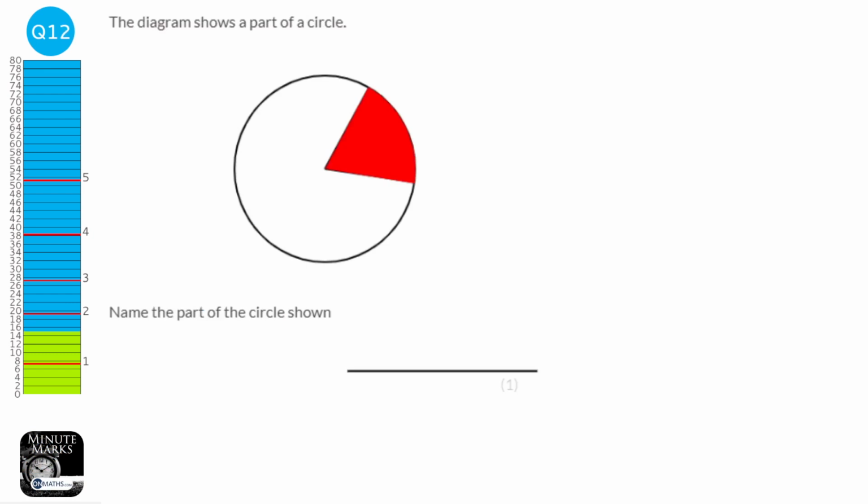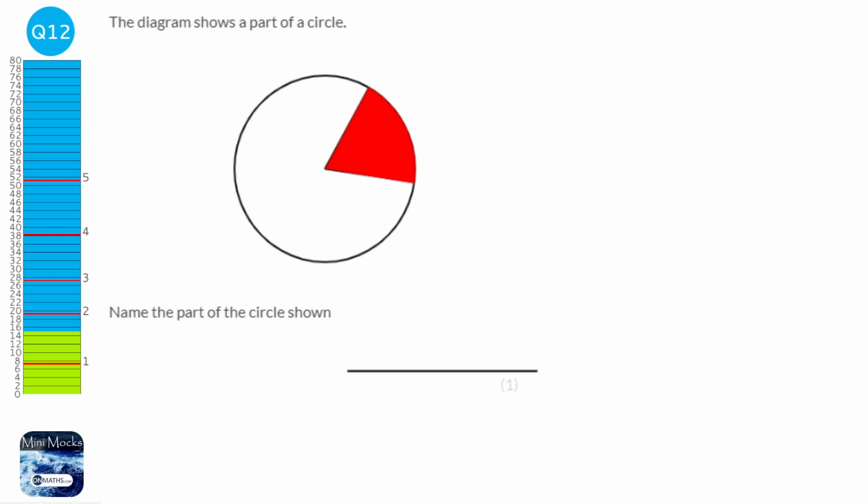So you do need to know the parts of a circle. The full distance around the circle is called the circumference. If you've got a little bit of it, it's an arc. If you've got a line across it, that would be a chord. And the part that's kind of trapped in there is called a segment. Then if you've got a line across the circle going through the centre, that's a diameter.